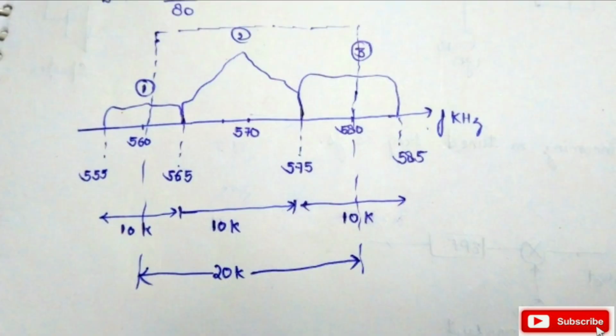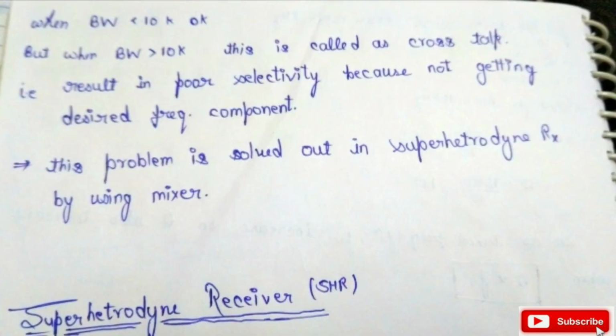So instead of one frequency we are getting three frequencies when our bandwidth is 20 kilohertz. The entire 570 kilohertz signal and half of the 560 and 580 signals. So this problem is called crosstalk, in which instead of one frequency signal, we are getting three frequency signals. So in this way, tuned radio receiver has poor selectivity because we are not getting our desired frequency component. And this problem is solved in the super heterodyne receiver by using the mixer, which we will discuss in the next video.